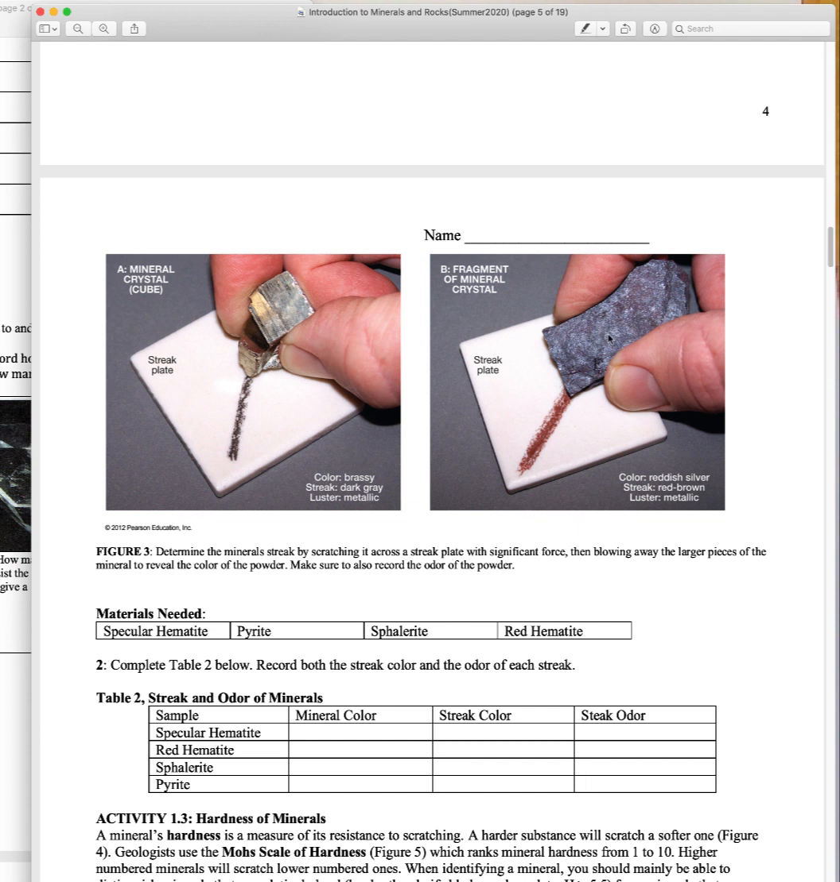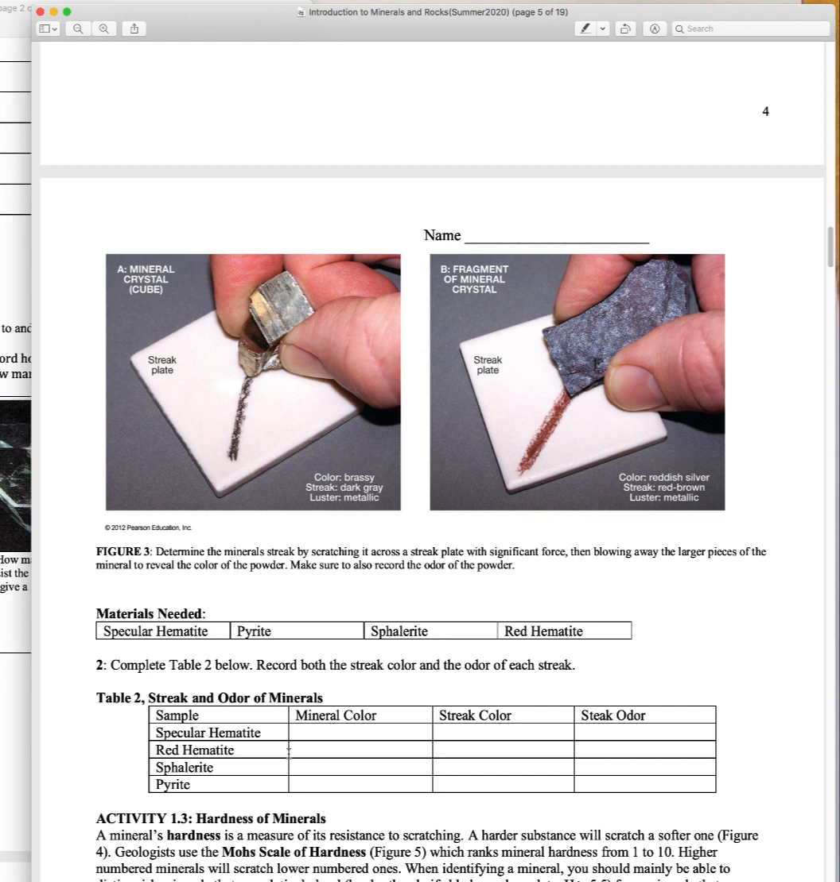Hematite here, so this is actually the specular hematite, and I'll show you another sample of specular hematite. But you can see it's sort of a silvery gray mineral, so that'd be the color of the mineral. The color is a red streak. That's very characteristic of hematite. Hematite will give you that red streak. And then again, this one is having no smell. It's an iron oxide. It's not going to give you any smell.